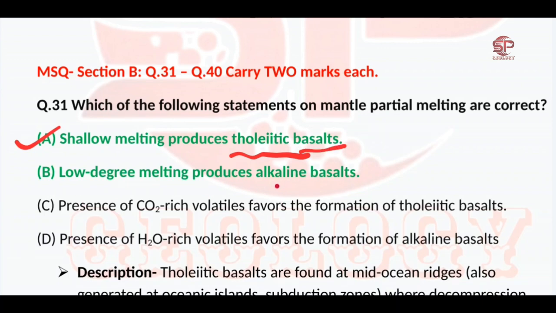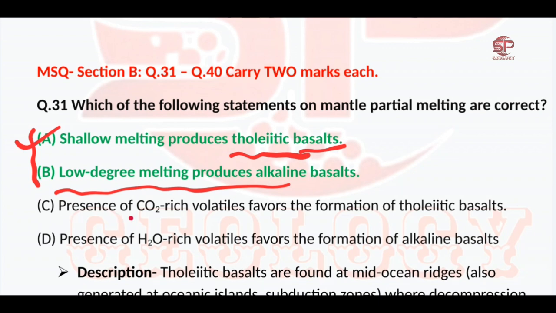Then low degree of partial melting produces alkali basalt. So the alkaline type is always produced by a low degree of melting, because it contains sodium and potassium, which are mostly melted at low temperature. Low degree means less amount of melting. So if less melting occurs, the melt will be more enriched in sodium and potassium, and potassium is an incompatible element in the mantle. So it will be more concentrated within the liquid. So these two options will be correct.